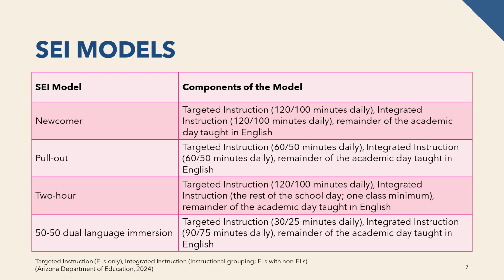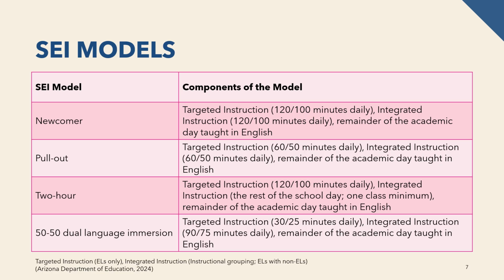And now we're on to our SEI models. There are 4 different SEI models. The first model is a newcomer. For a newcomer, we would break up the day based on 3 different things. Initially, targeted instruction, which would be instruction with English language learners only. With a newcomer model, this would be 120 minutes a day for our younger students and 100 minutes a day for our older students. Then they would go into integrated instruction, which would be instructional grouping with both English language learners and non-English language learners.